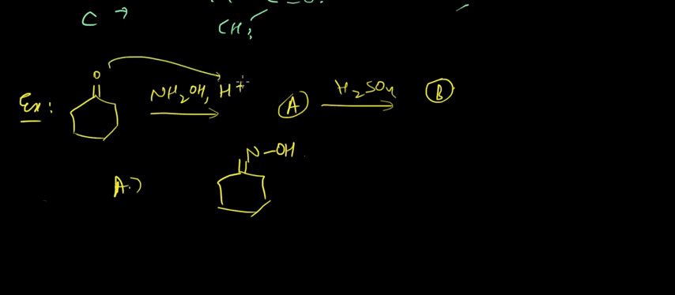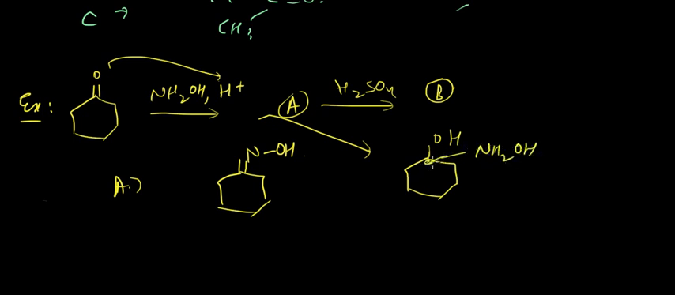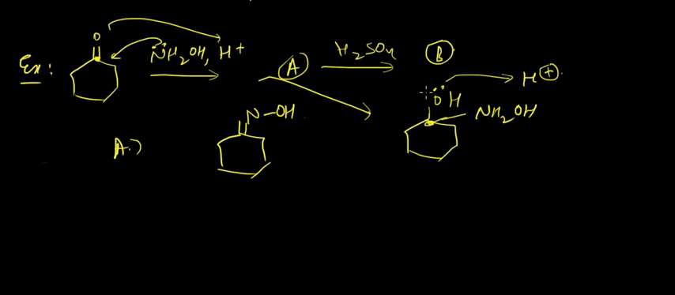H plus would be attacked by the oxygen, and as a result in the first step we'll be getting something like this, NH2OH attached here. Why? Because this carbon will be getting a partially positive charge. Then NH2OH will be attacking this carbon atom. As a result, we'll be getting something like this. Again the OH will attack the H plus, and as a result water will be leaving this carbon atom. Already the N has a positive charge because of bond formation with the carbon atom.